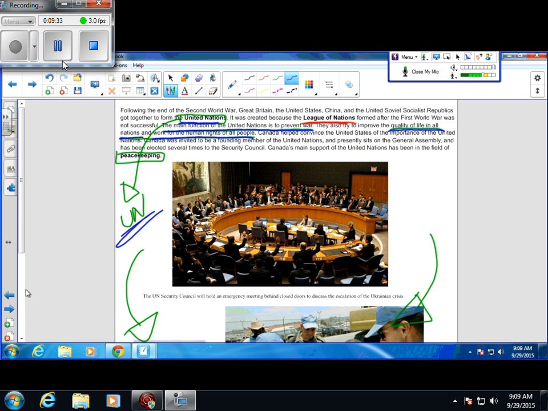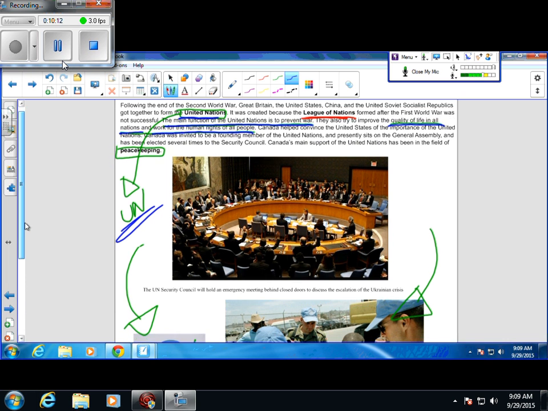Canada is a part of the United Nations. Canada's main role in the UN is peacekeeping. Peacekeeping is basically civil power, disaster relief, and search and rescue. Canada's goal for peacekeeping is to maintain peace and make sure there's no conflict going on in other nations.